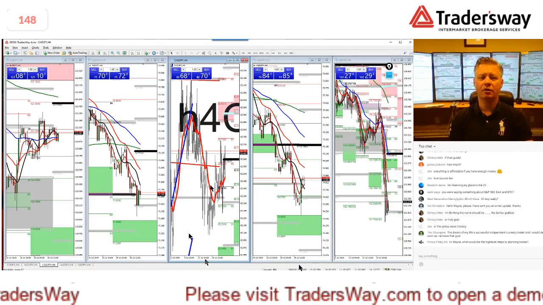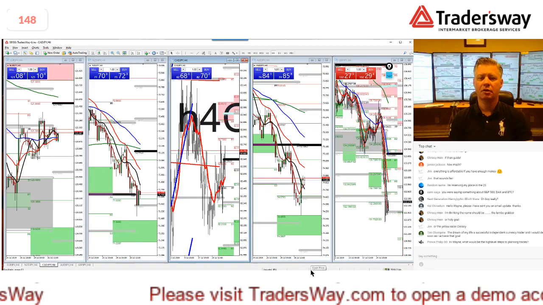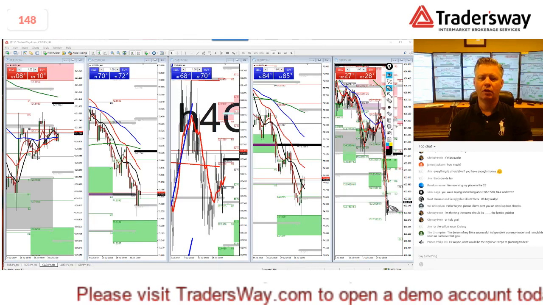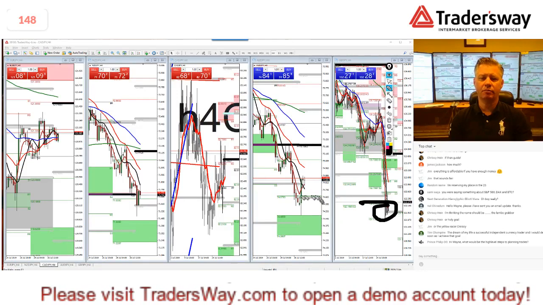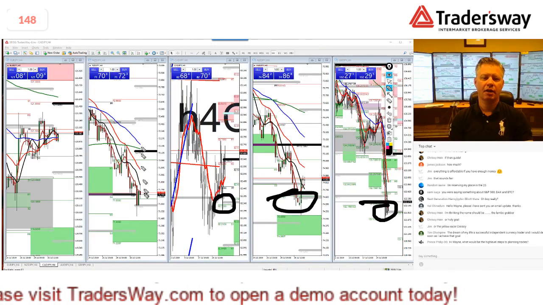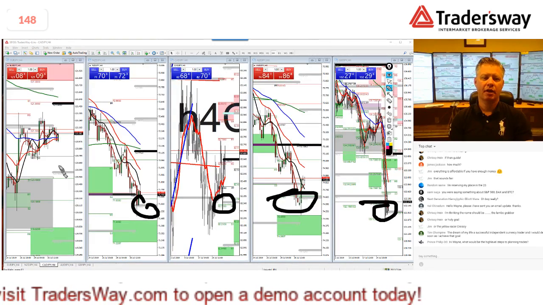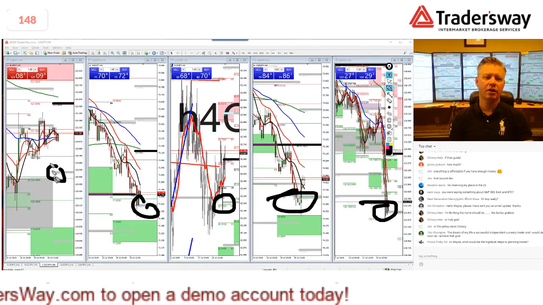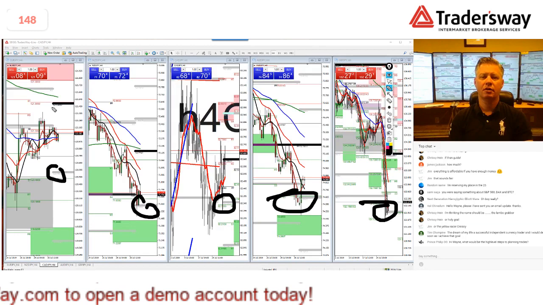So I'm not ready to start buying these, but I might be. I like it at this price. I liked it at that price. I like it at this price, and I would prefer to buy it down here. So I can tell Euro is stronger than these others. Okay.